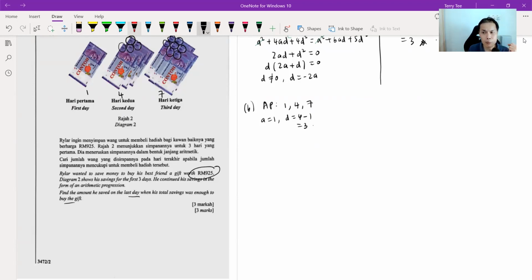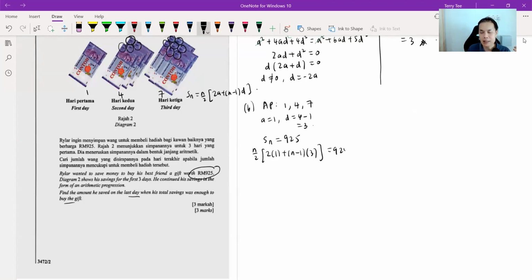So what we want is the amount on the last day, when his total saving is sufficient. But we don't know what your n is, right? We know Sn is 925. We need to find n first, because we know how long it takes to accumulate this amount of money. Now, the formula for Sn for arithmetic progression is n over 2 times (2a plus (n minus 1)d). This is the sum of the first n terms of an arithmetic progression. So I'm going to substitute n over 2, 2a, where a is 1, n minus 1, and my common difference d is 3.